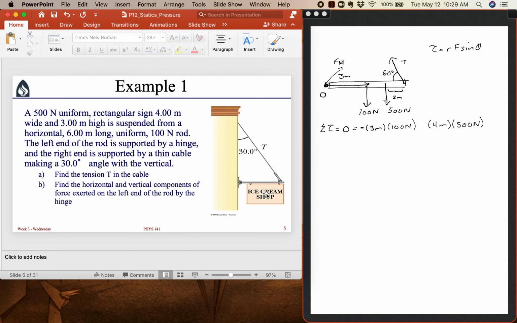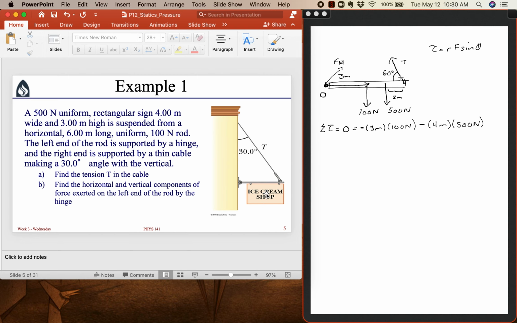And this force is also going to cause a clockwise rotation. So if I imagine holding the rod at this end and pulling with this force, it would cause the end of the rod to move downwards, which is in the clockwise direction about the origin. So that's also going to be a negative torque.